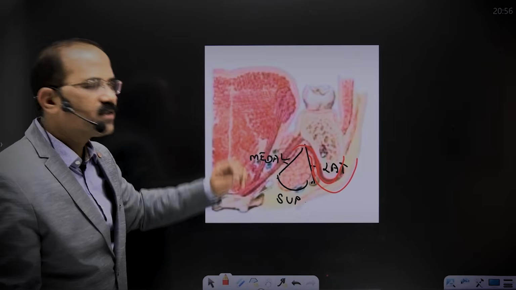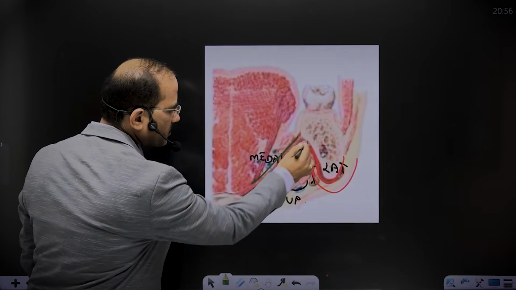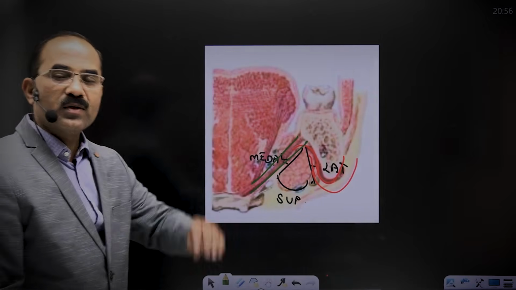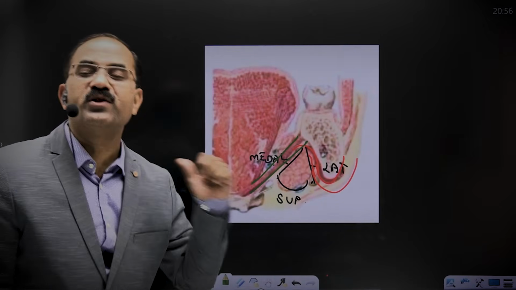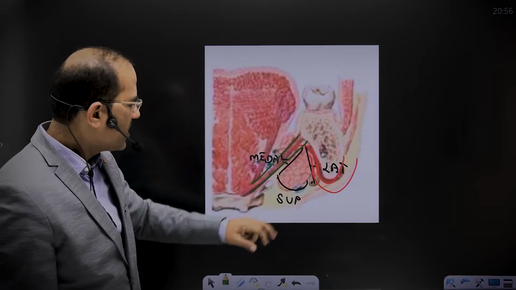The medial surface is related to this muscle. Students, what is this muscle? Once again, what is this muscle here? Mylohyoid. So the medial surface of the submandibular gland is related to the mylohyoid muscle. And what is this surface?